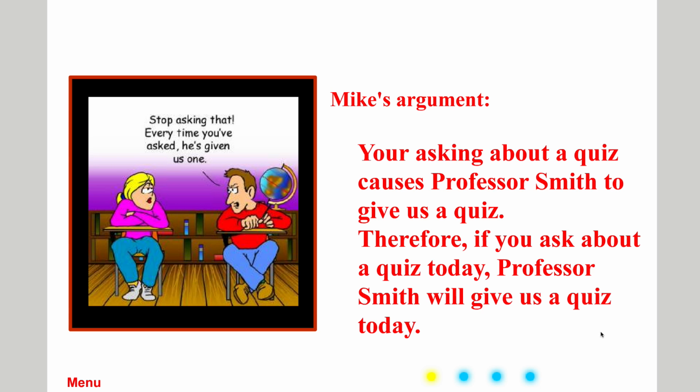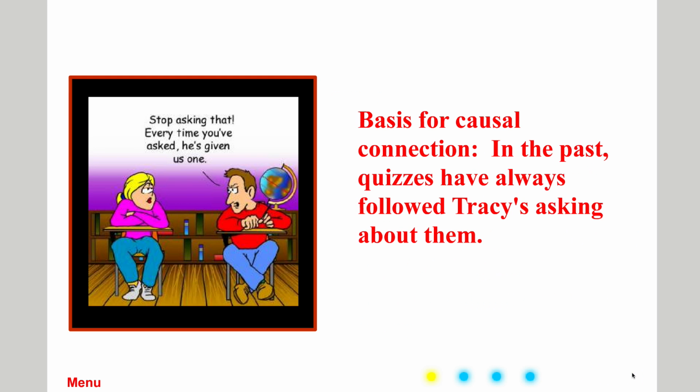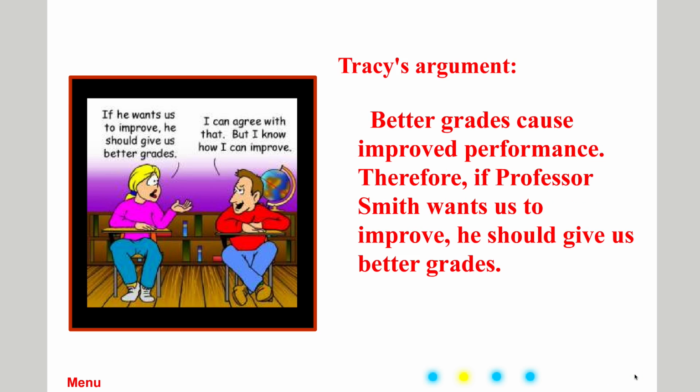So Mike's argument, you're asking about a quiz, causes Professor Smith to give us a quiz. Therefore, if you ask about a quiz today, Professor Smith will give us a quiz today. The basis for the causal connection: in the past, quizzes have always followed Tracy's asking about them. And Tracy's argument is better grades cause improved performance. Therefore, if Professor Smith wants us to improve, he should give us better grades.